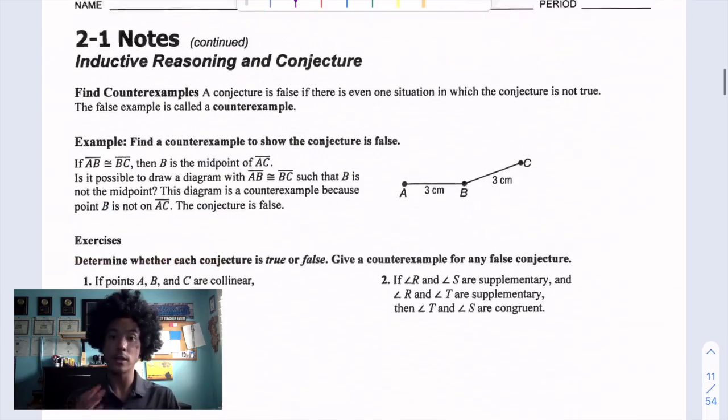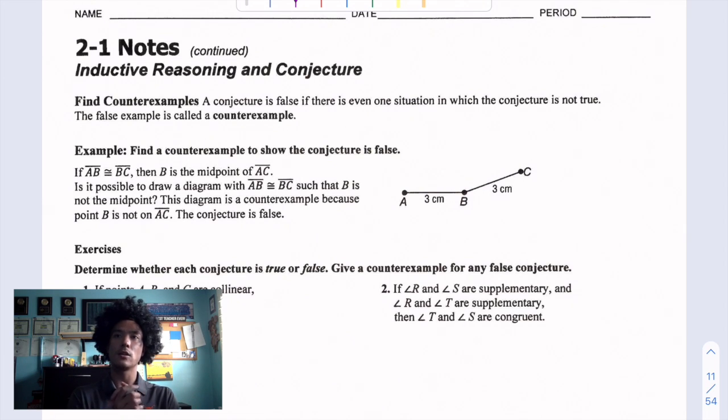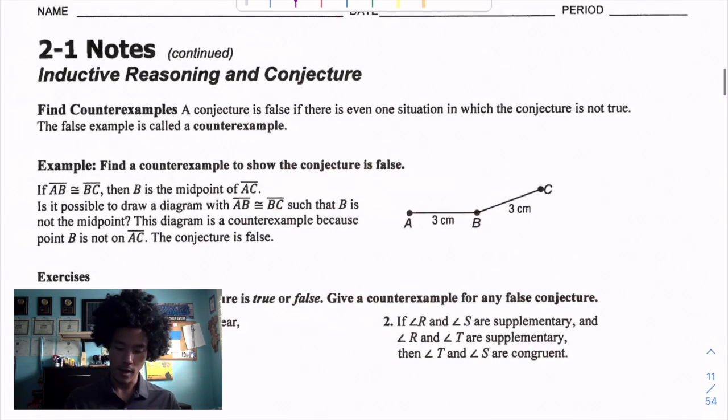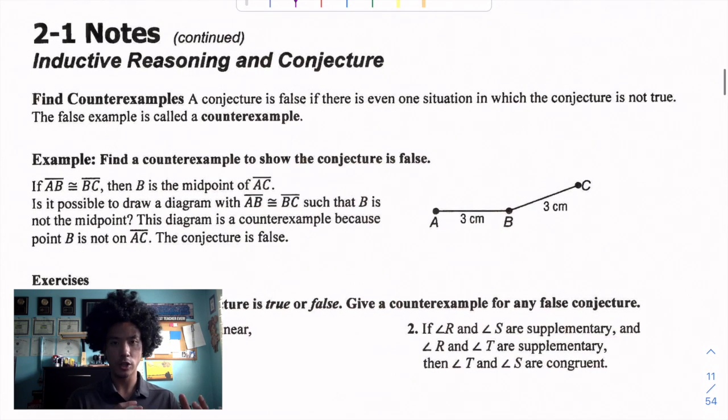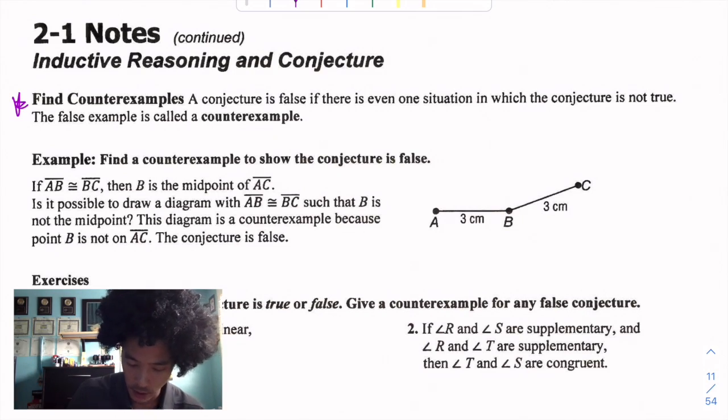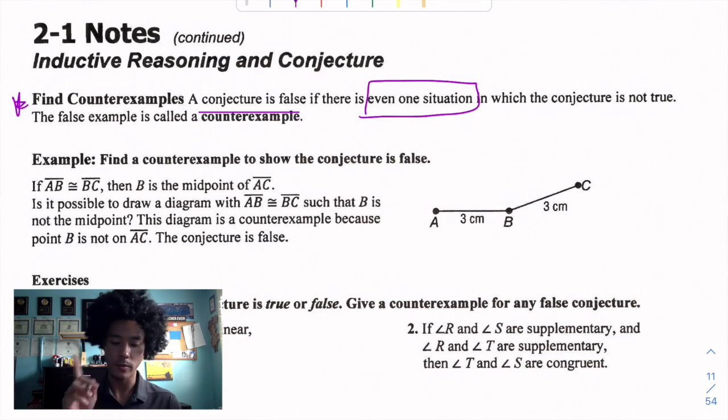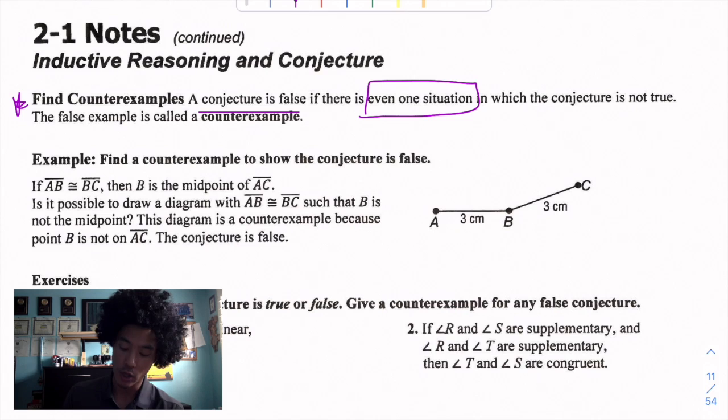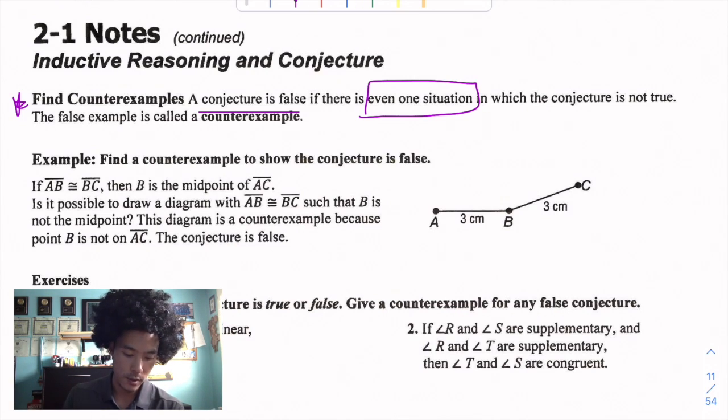Okay, so that's a conjecture. Basically you have a statement and you need to draw more from that statement, right? Just from that single statement, you can get more information, and that's what we just did there. Next, okay? So now we have conjectures, we have statements, but now we also have something called counter arguments. So a conjecture is false if there is even one situation. You just need one piece of information to make a counter argument in which the conjecture is not true. This false example is called a counterexample, okay?